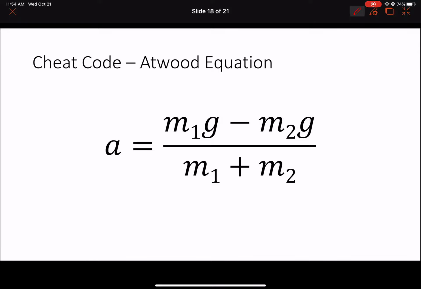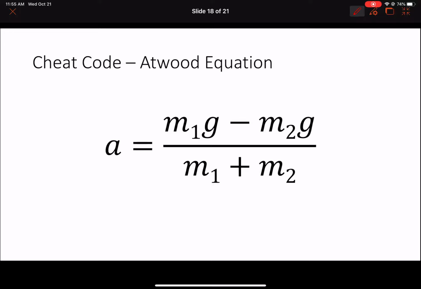There is a cheat code here, just like the slopes equation. I gave you guys a little cheat code. I double checked this one. This is the correct equation, so you can copy this down. This will give you the acceleration every time, but again, it doesn't give you the tension force.